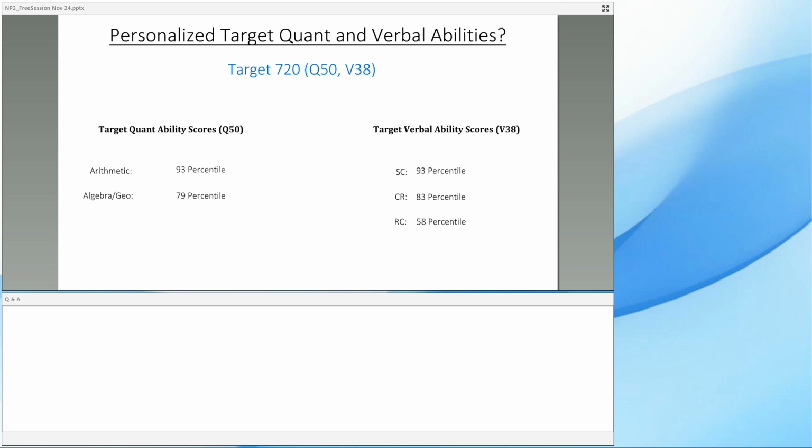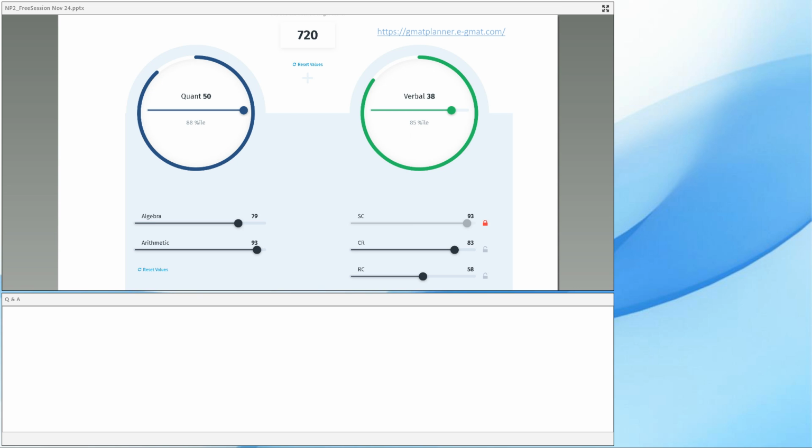And when you excel in what you're good at, your likelihood of getting there increases at least 2x. Here's an example of a tool called GMAT Planner that we built that allows you to make these decisions. This is a screenshot from GMAT Planner.